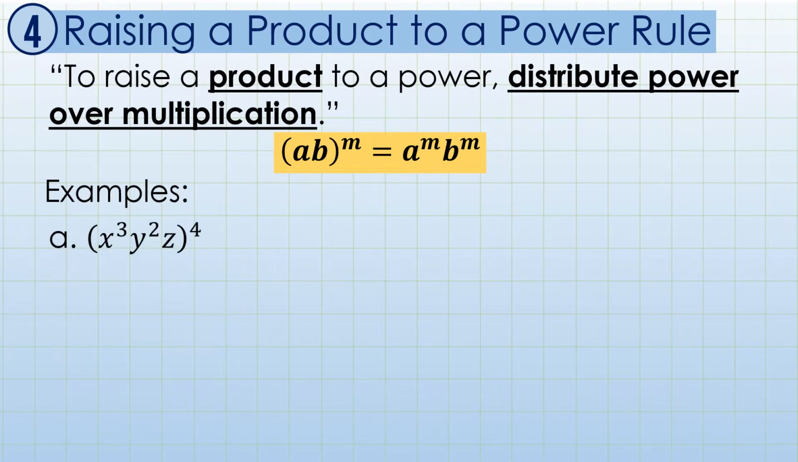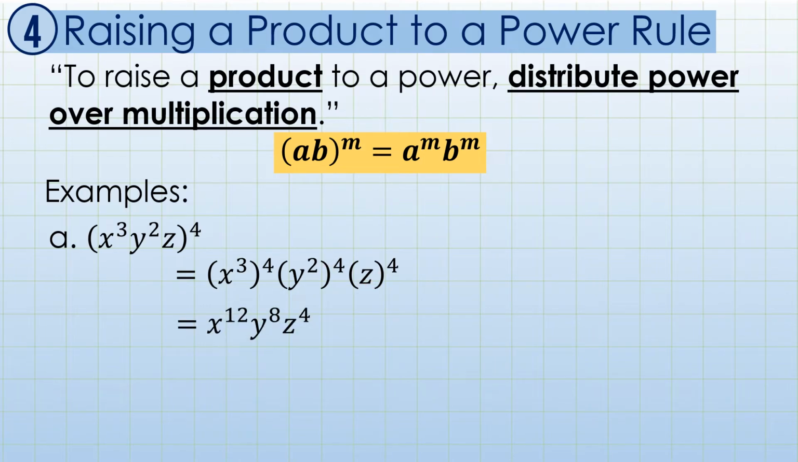Examples. A, we have the quantity x cubed y squared z raised to the 4th power. This time, tatlo ang factors natin. X cubed, y squared, z. Hindi tulad kanina, tagi-isang factor lang or tagi-isa lang. So, tatlo yan. Dahil tatlo, ito ay raising a product to a power. So, ano gagawin mo dyan? Distribute power over multiplication. Distribute mo lang yung 4 na nasa labas, pero multiply mo. Ano mangyayari dyan? X cubed to the 4th power, y squared to the 4th power, z to the 4th power.